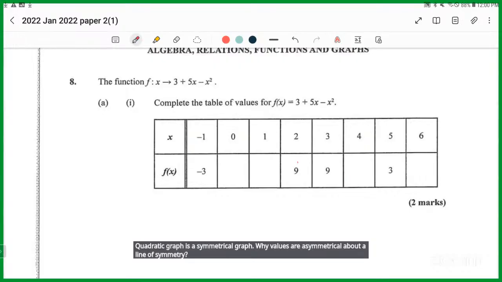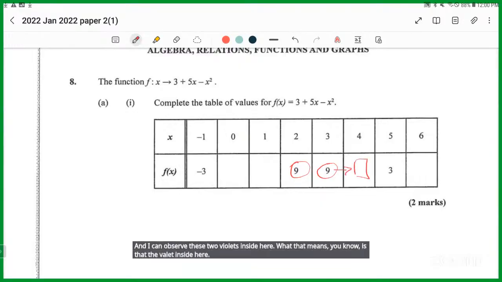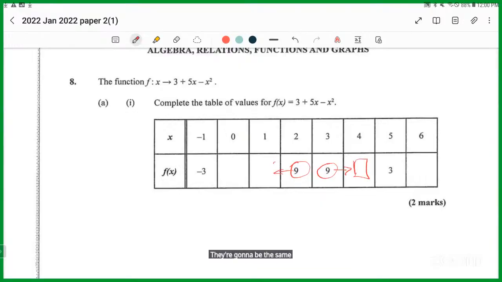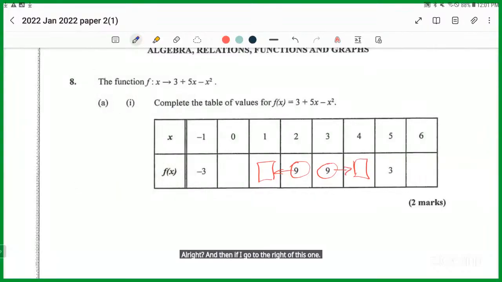And I can observe these two values inside here. What that means is that the value inside here is going to be the same as the value inside here, because the values are symmetrical. Alright? And then if I go to the right of this one, I get to this 3. When I go to the left of this one, this also must be a 3.